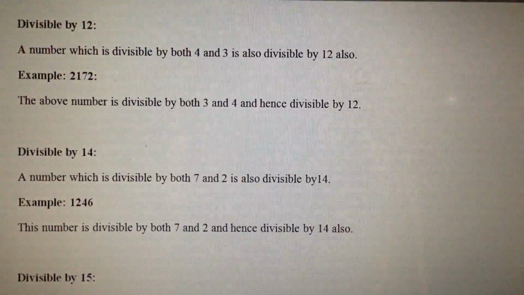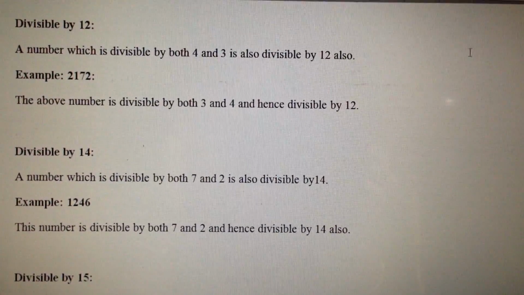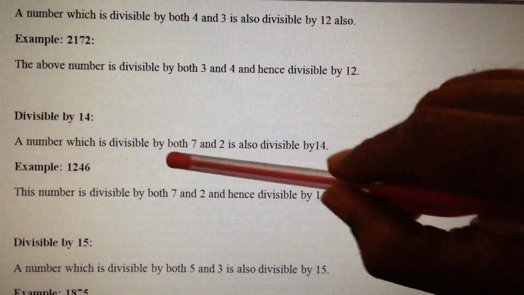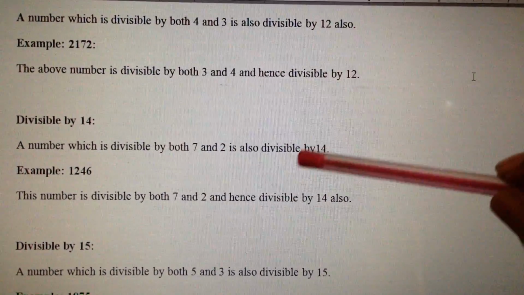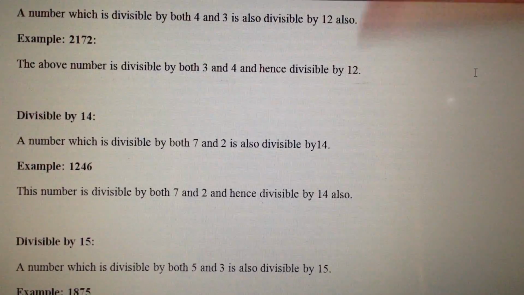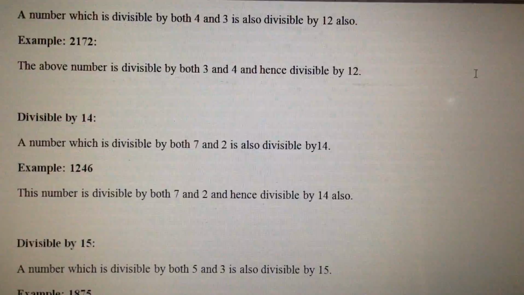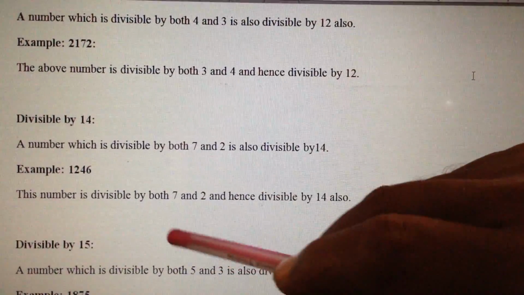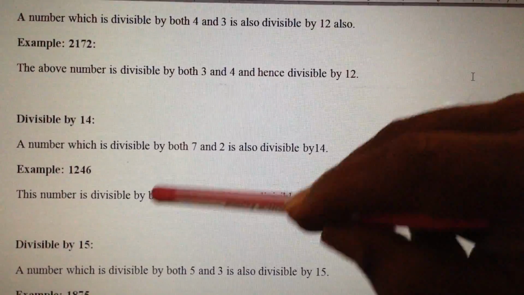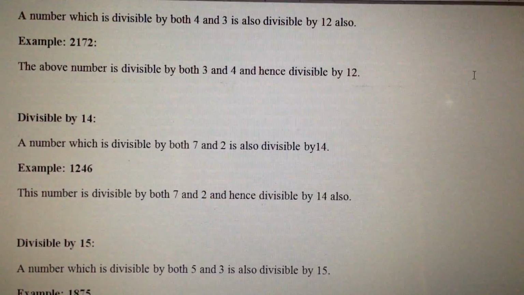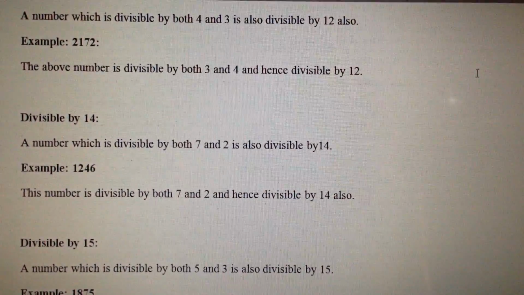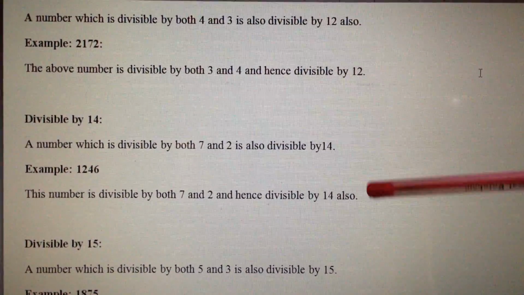Next, divisibility by 14. This is also the same. A number which is divisible by both 7 and 2 is also divisible by 14. Let us take an example. 1246. We know that this number is divisible by both 7 and 2. We have already dealt with the divisibility rules of 7 and 2. Therefore, this number is also divisible by 14.